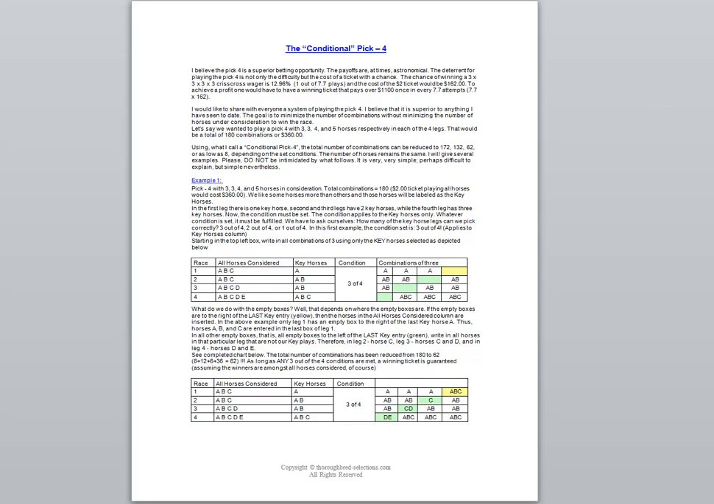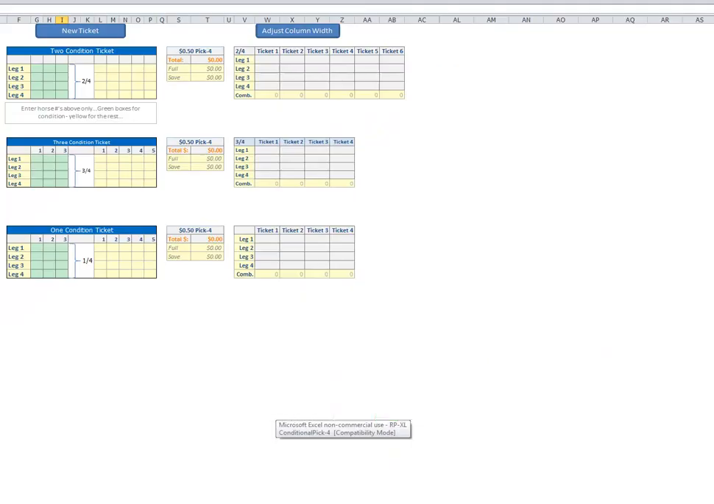I feel the best way to explain the conditional Pick-4 is by using an actual example. So let's do that. This is my Excel program which I put together to formulate the tickets, and let's take an example. These are the four legs of the Pick-4 sequence. This is a 2-condition ticket, this is a 3-condition ticket, and this is a 1-condition ticket. I'll explain that with the following example.